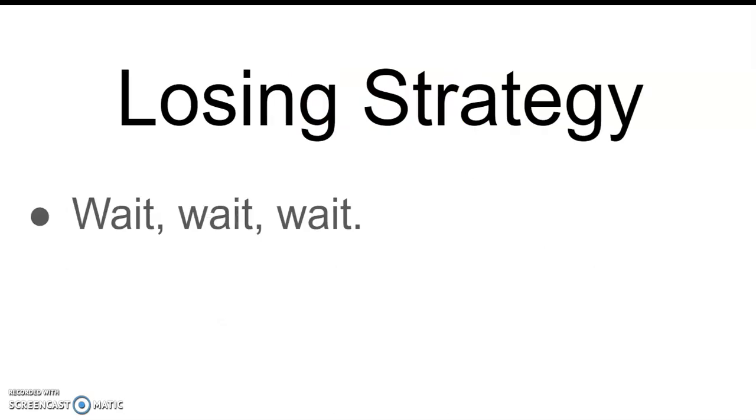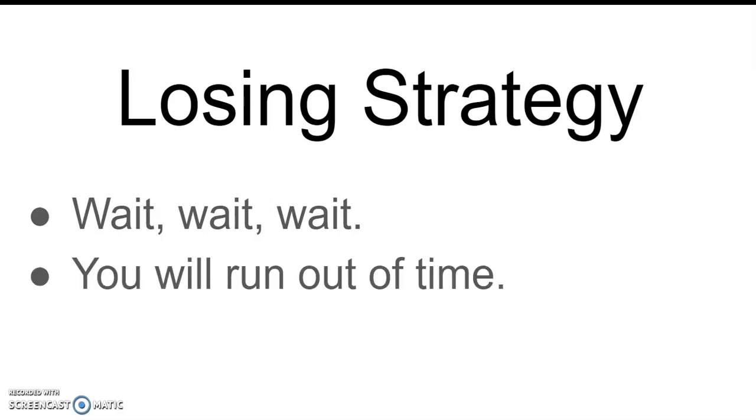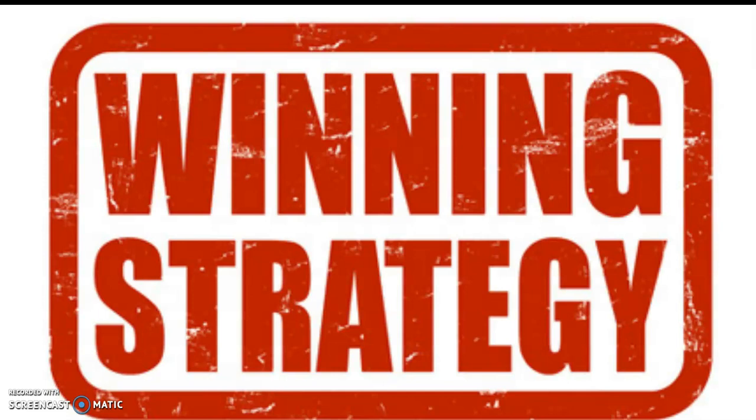Let me present 2 strategies for this course, a losing strategy and a winning strategy. The losing strategy is very simple, and many students follow it, unfortunately. The strategy is simply wait, wait, wait, and eventually you run out of time before you get the 900 points and you don't get an A. Some students don't even get 600 points, and they get an F. Don't let that be you.